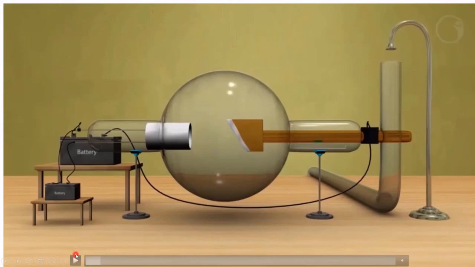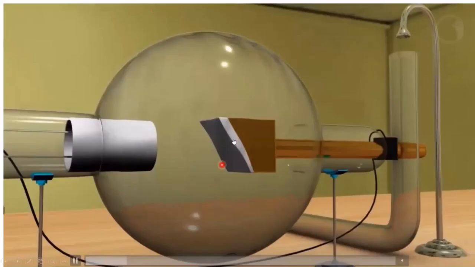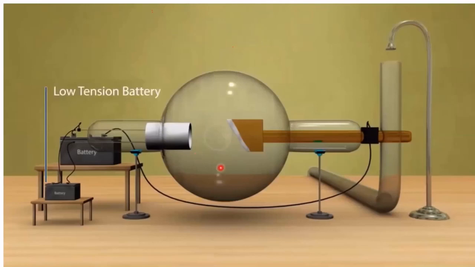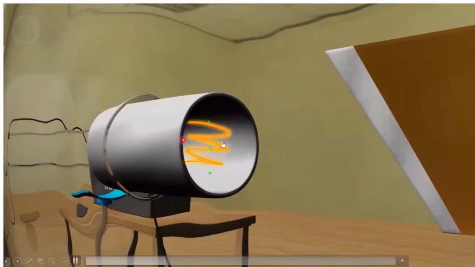Now we see the procedure. First, this is the tungsten filament. This is the target. We are maintaining a low pressure vacuum because we just removed the air. This is the low tension battery that is connected to the filament wire for heating the filament. Heating of the filament causes removal of electrons from the filament.